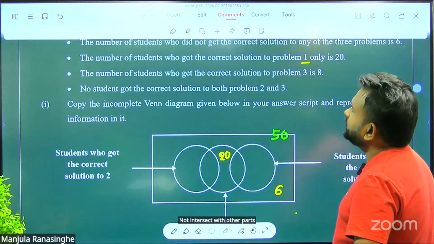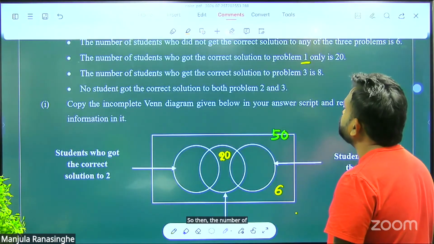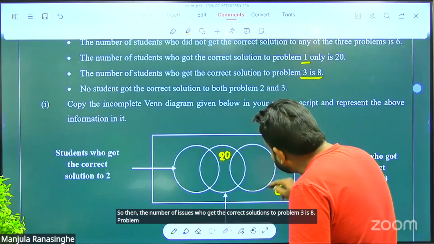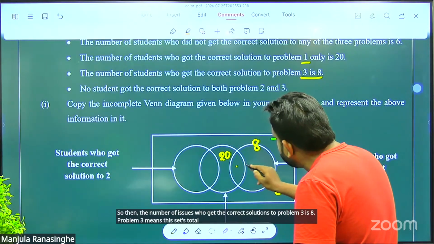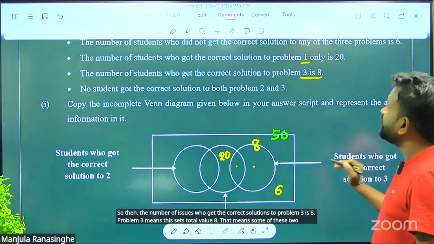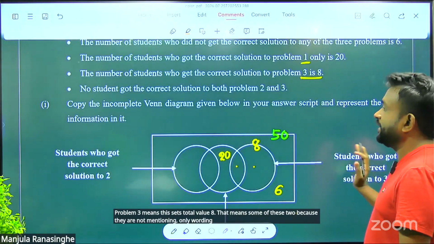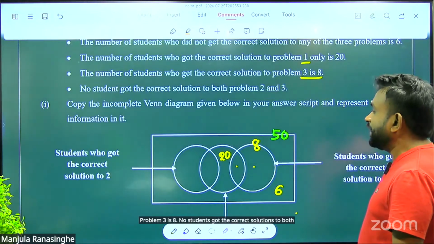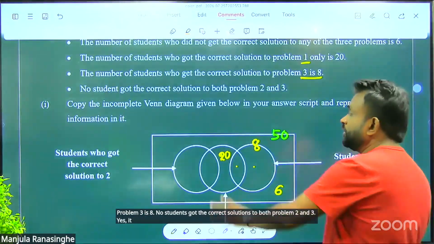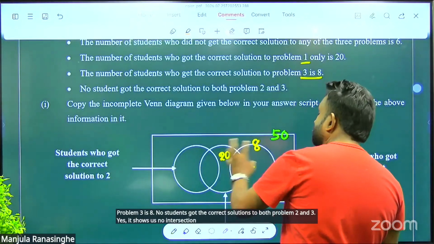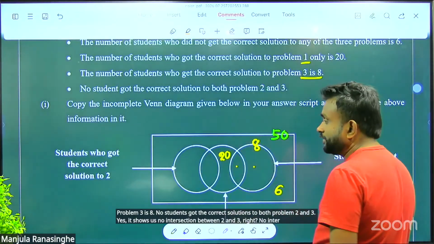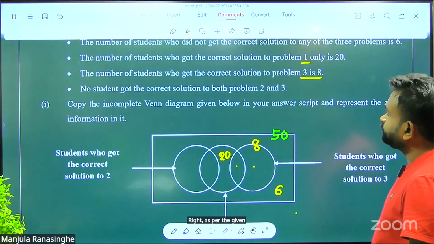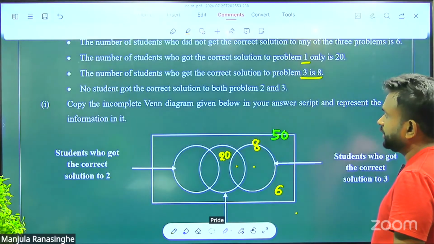So then the number of students who got the correct solutions to problem 3 is 8. Problem 3 means this set's total value, 8. That means the sum of these two, because they are not mentioning the word only. Problem 3 is 8. No students got the correct solutions to both problem 2 and 3. Yes, it shows us no intersection between 2 and 3. No intersection, that's correctly implied, right? As per the given, problem 2 and 3, no students.